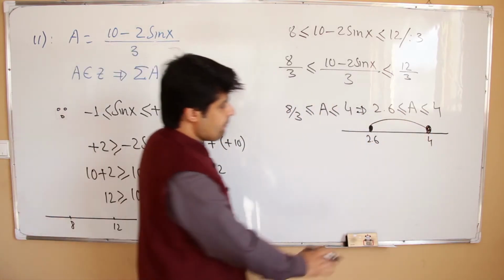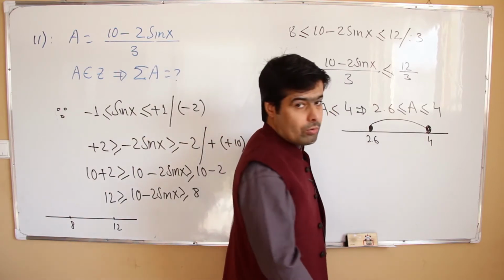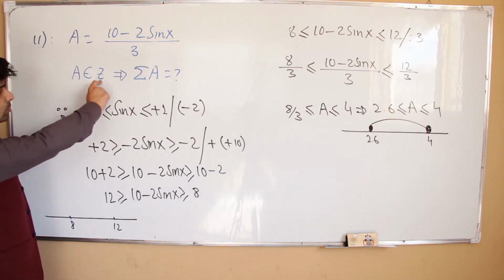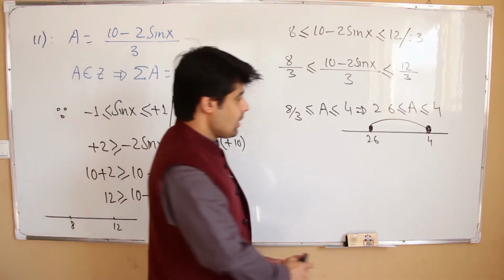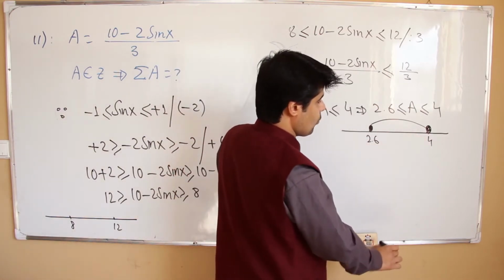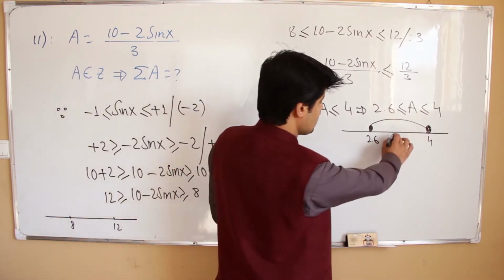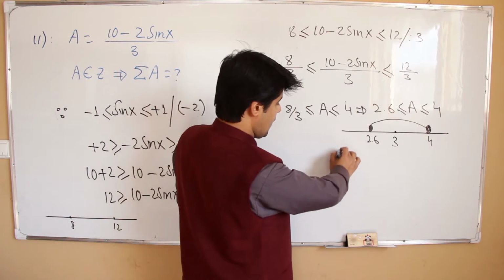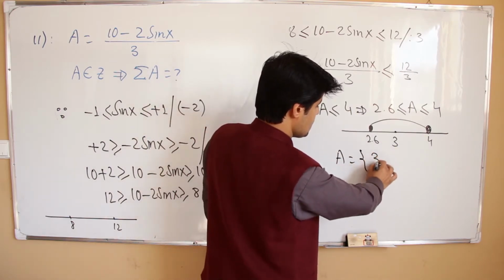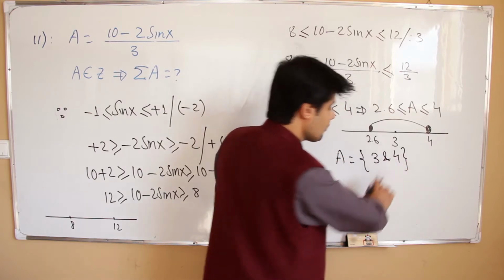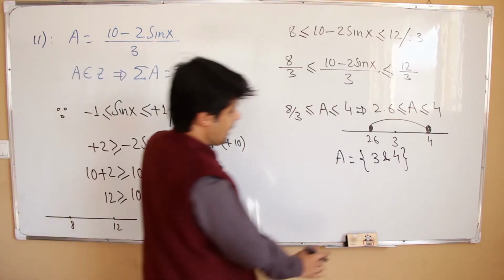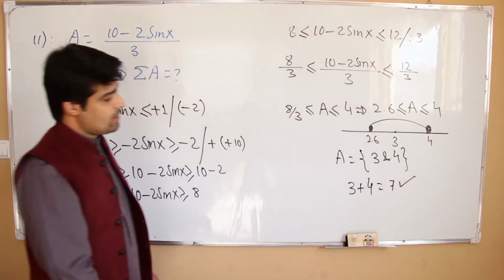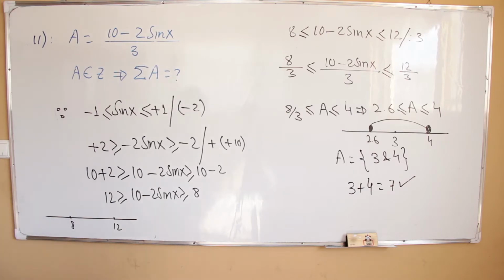Now A varies from 2.6 up to 4, but I need A which is an integer number. From 2.6 up to 4, what are the integer numbers? One is 3, the next one is 4. So A includes 3 and 4. Now what is the summation of A? 3 plus 4 is 7. This is our answer. Write it please. I think it's easy.